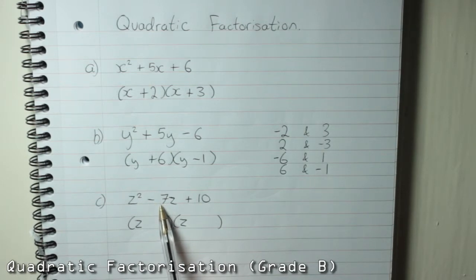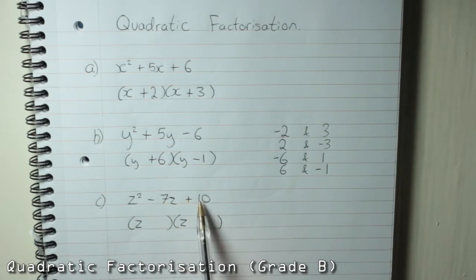Now, when the two numbers multiply together, they give a positive 10. That tells us that the two numbers have got to be either both positive or both negative. When you add two positive numbers together, you'll always get a positive answer. So this one's a negative 7. This tells us that the two numbers that we multiply to get 10 have both got to be negative, because when we add them together we get a negative 7.